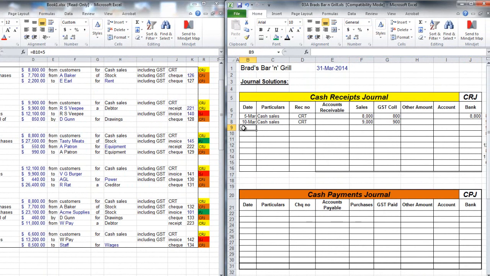Because what would normally happen is you receive all the cash in one day and then you bank it at the end of the day. So that's why we don't put the total there. So let's do the next transaction to see what happens there.